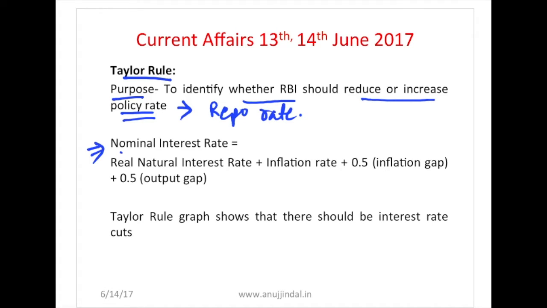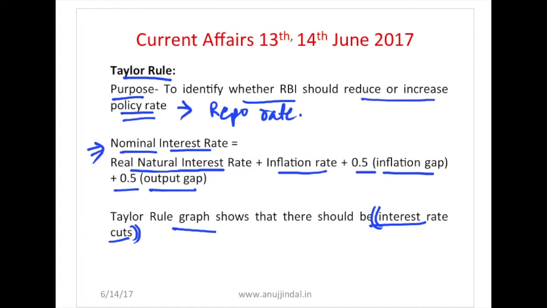Now, what is the formula of Taylor rule? Taylor rule's formula says nominal interest rate is equal to real natural interest rate plus inflation rate plus 0.5%, that is the inflation gap, and plus 0.5%, that was the output gap. So this is the formula of nominal interest rate as per Taylor rule. You are required to only remember and mug up this formula because this can be asked in the exam, but you are not expected to get into details of Taylor rule. Taylor rule graph shows that there should be interest rate cuts. So RBI is actually not cutting interest rates right now, but the Taylor rule graph shows that there should be an interest rate cut in the near future. That's why it was in news in the morning.